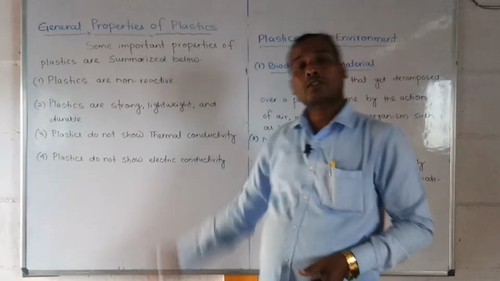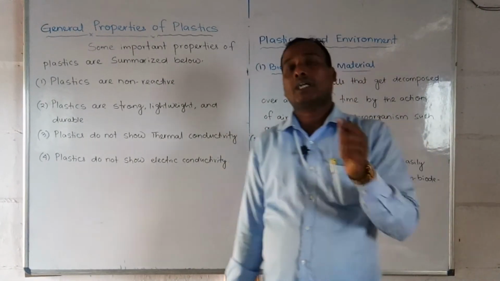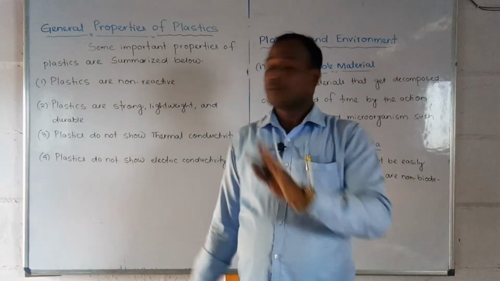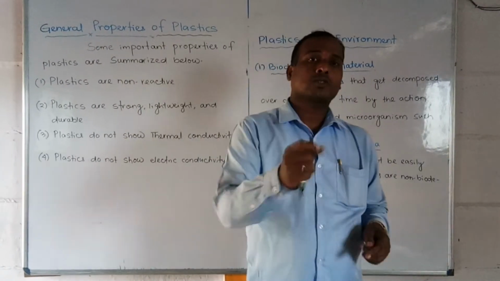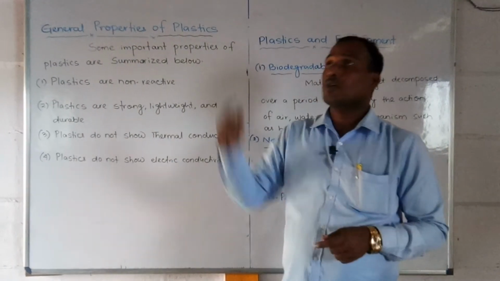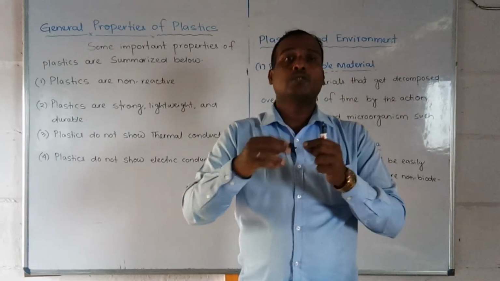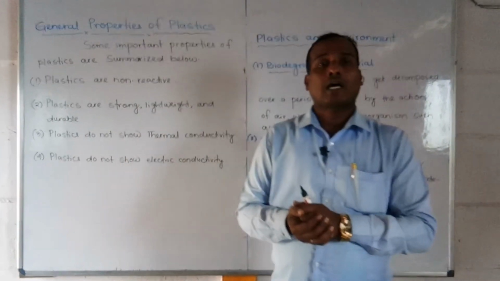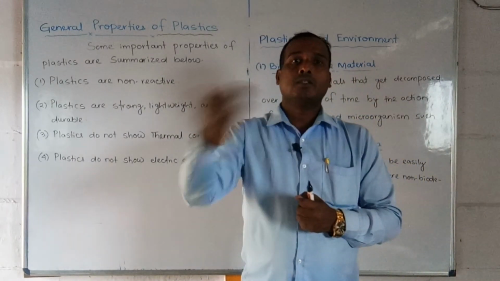It is also a bad conductor of heat, because plastic is a bad conductor of electricity as well as heat. So a current cannot pass through plastic. That's why we use it as an insulator. You have seen the red colored plastic insulator covering the copper wire, because it is an insulator that current cannot pass.